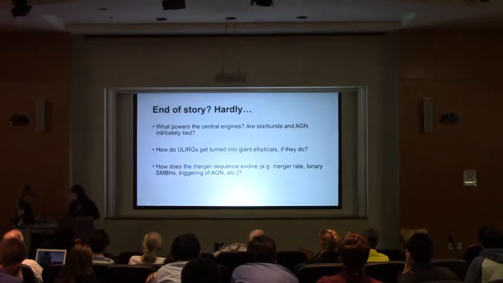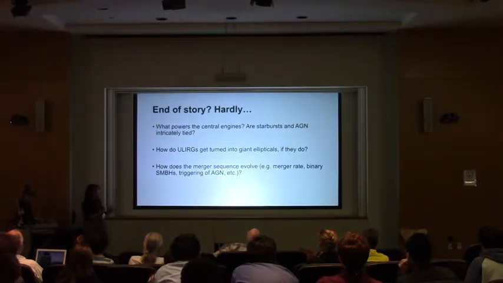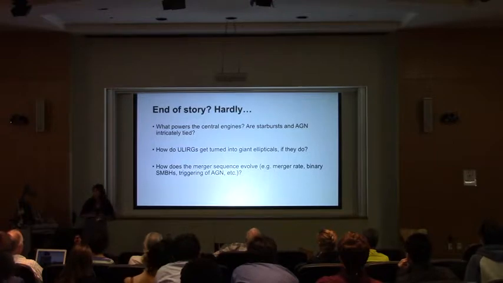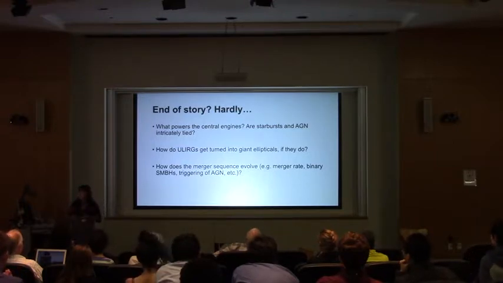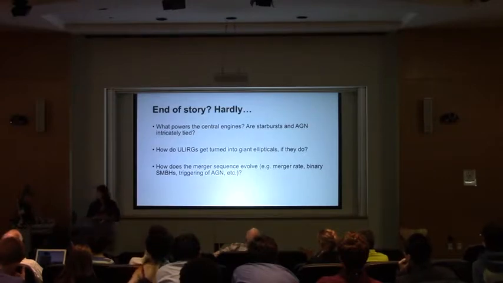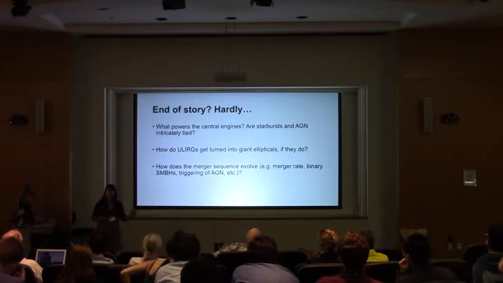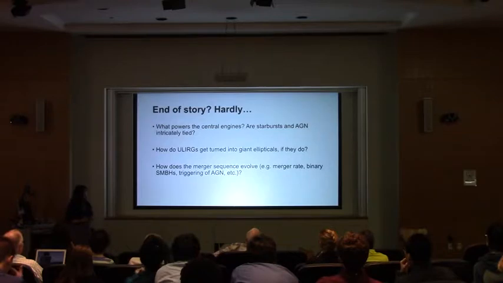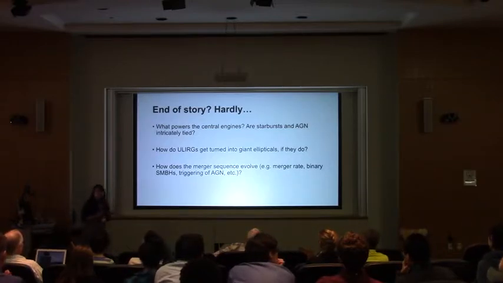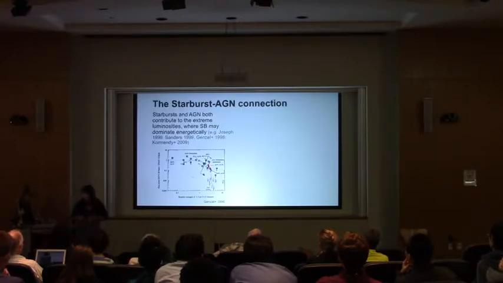Well, of course not. That actually brings up a lot more interesting questions, where we're kind of asking what are the mechanisms that power these central engines, how are the starburst and AGN tied, and how do these ULIRGs actually turn into ellipticals, if they do, and how does this merger sequence evolve in terms of merger rate, looking for binary supermassive black holes, and how does AGN turn on, etc. So let's examine these in a little bit more detail.